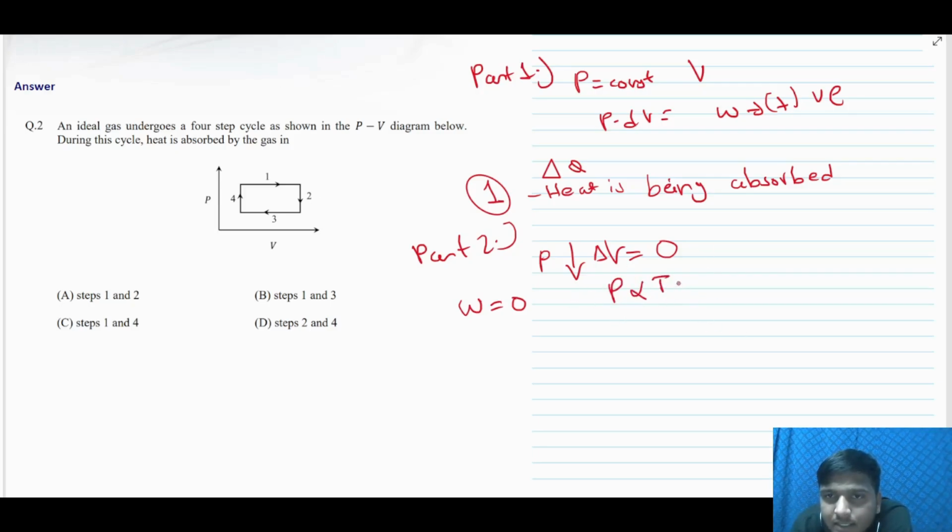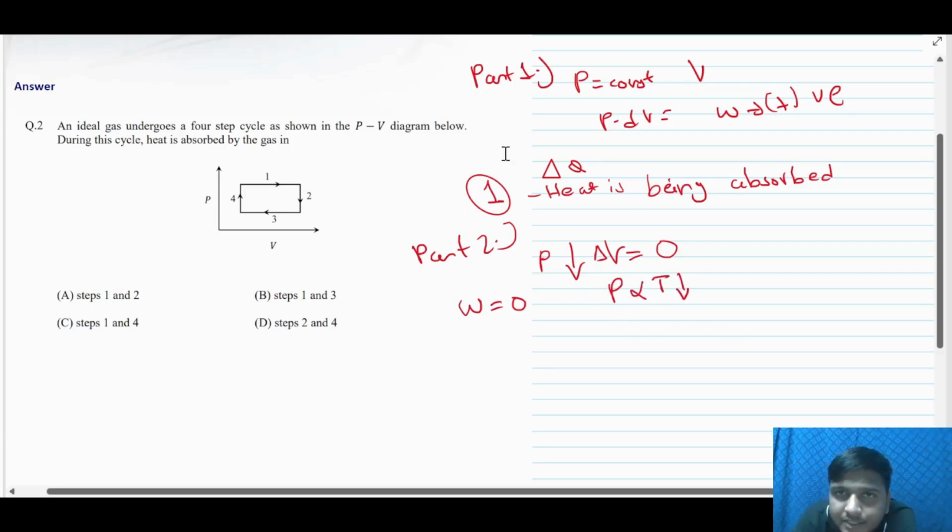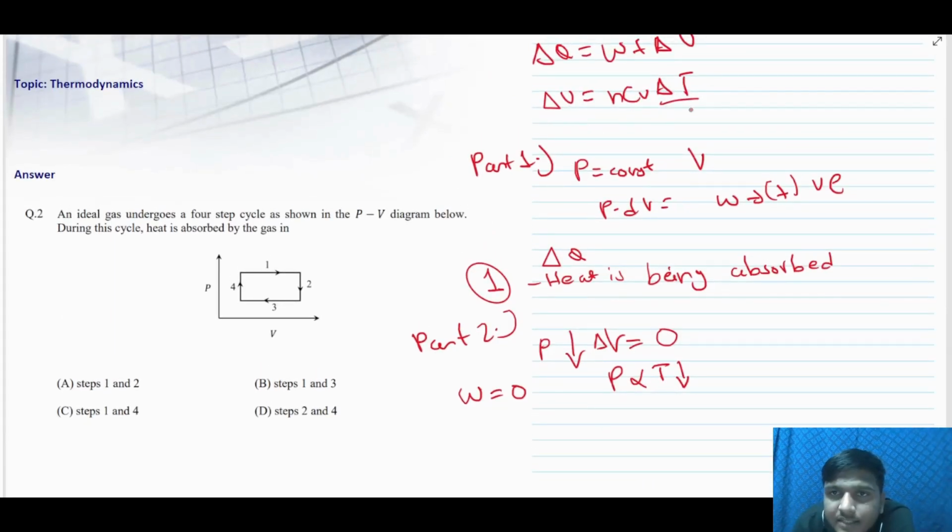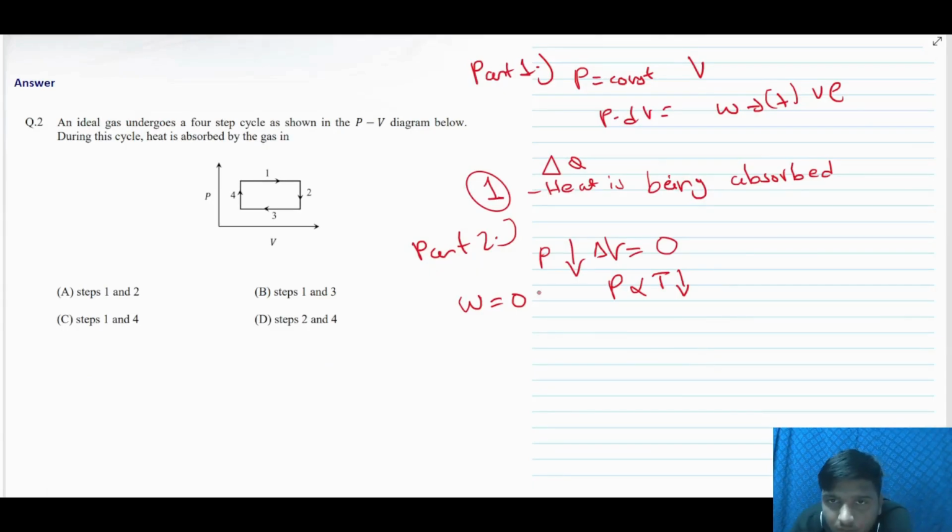As P is decreasing, T is also decreasing, which means using our formula, delta U is nCv delta T, and this is negative. This shows that delta Q is also negative, which means it is releasing heat, not absorbing heat. Hence, wherever step 2 is mentioned, we should cancel it. So A cannot be the answer.